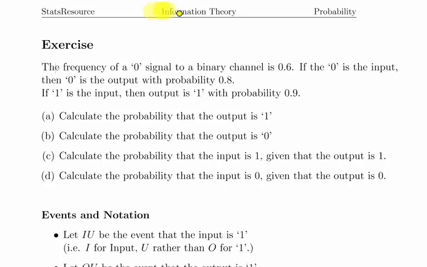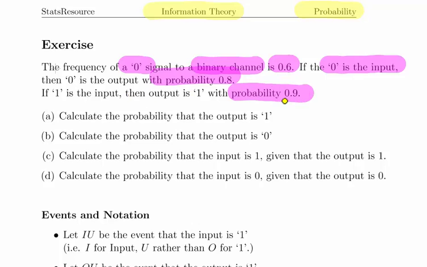Okay, in this presentation we are looking at information theory, and essentially what we're doing here is dovetailing with probability stuff that we should have seen before. So the frequency of a zero signal to a binary channel is 0.6, okay? And if 0 is the input, then 0 is the output with a probability of 0.8. So that's the output conditional on the input. Just be careful of that. So if 1 is the input, then 1 is the output with a probability of 0.9.